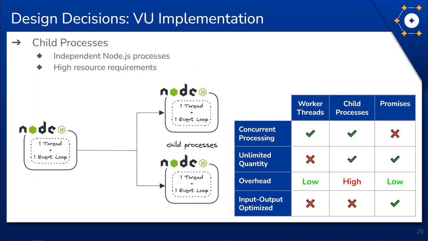Child processes, on the other hand, generate separate Node.js processes, which is an excellent simulation of individual users. Each virtual user would operate independently of any other virtual user. However, child processes have a significant performance overhead, as each process has provisioned memory and depends on the CPU's process management.